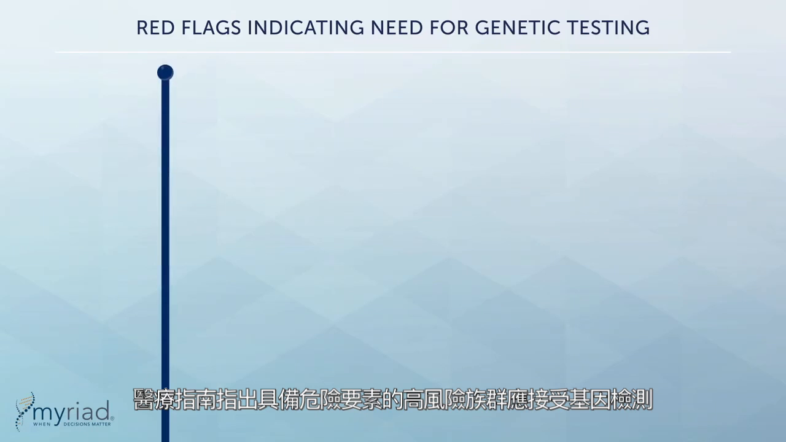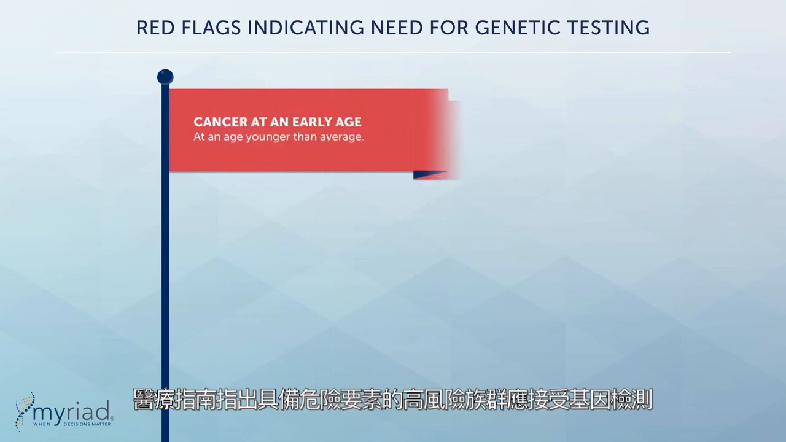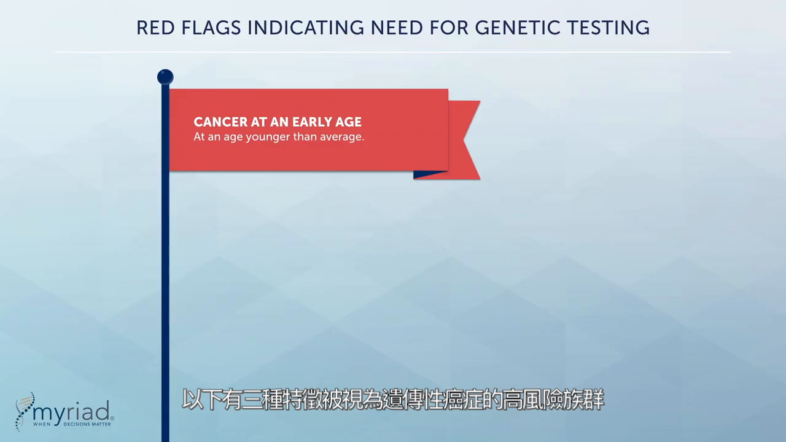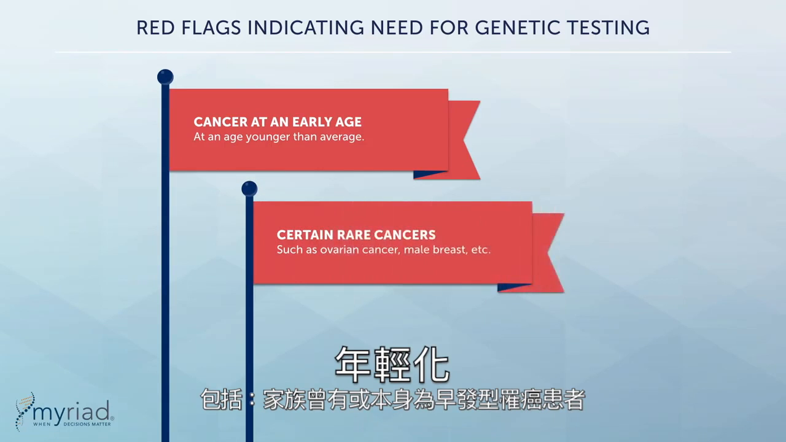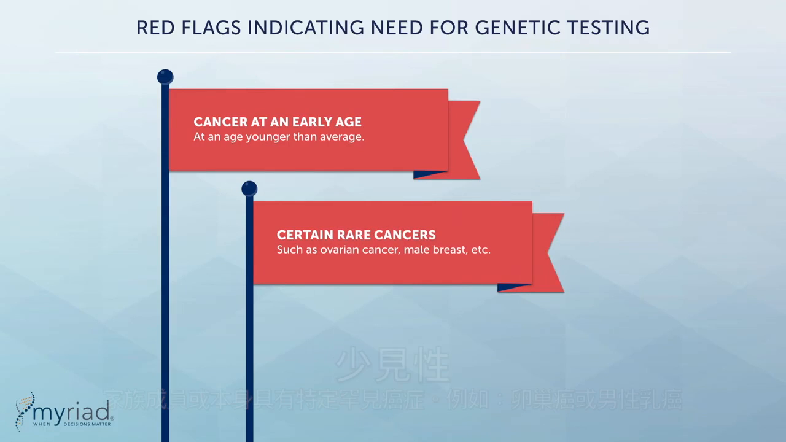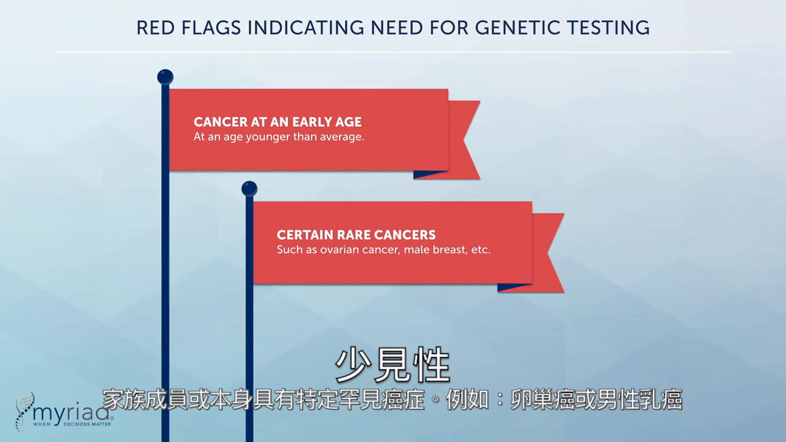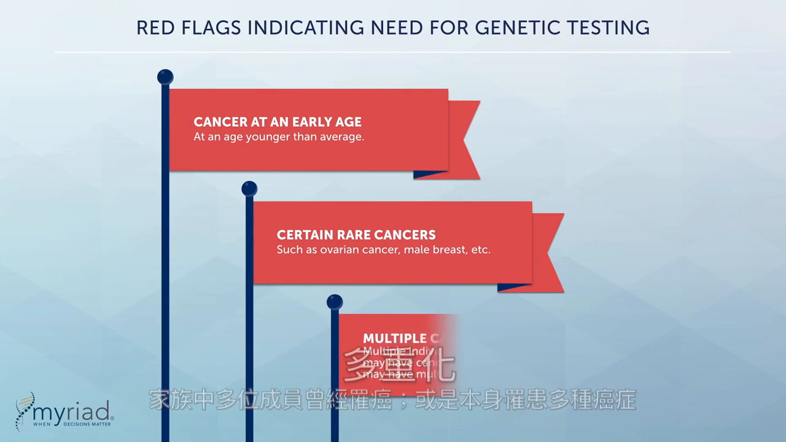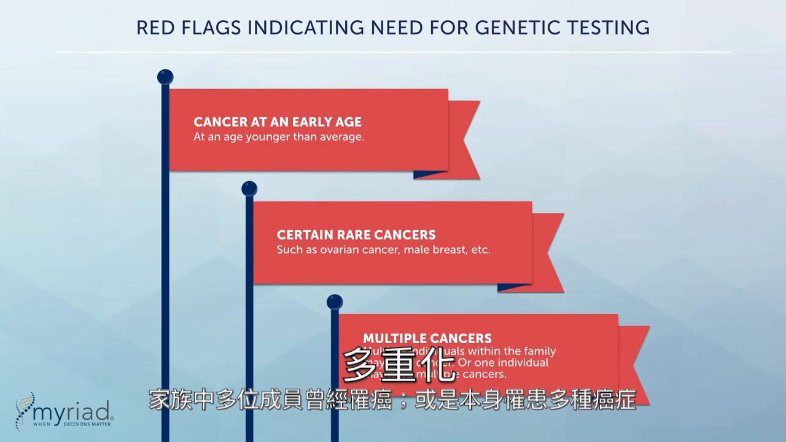Medical guidelines recommend genetic testing for people whose traits are associated with hereditary cancer. The common traits or red flags associated with hereditary cancer include having cancer at a younger age than average, having certain rare cancers such as ovarian cancer or male breast cancer, and multiple individuals within a family having cancer or one individual having multiple cancers.